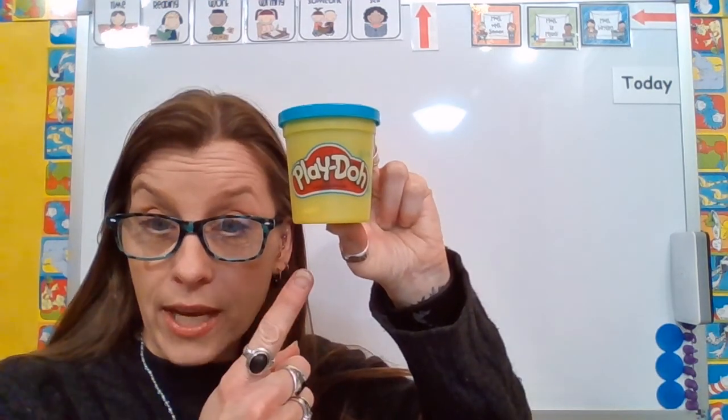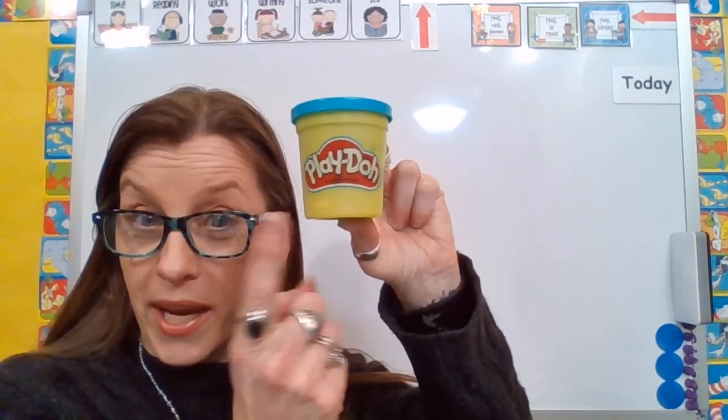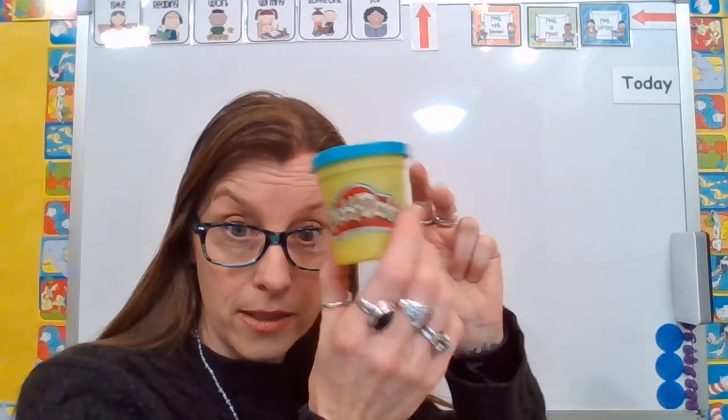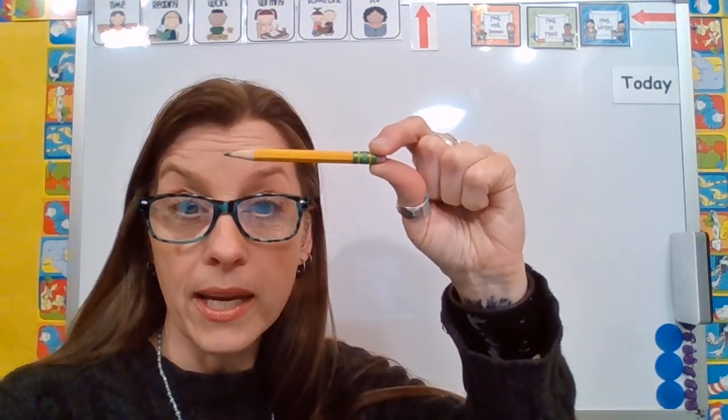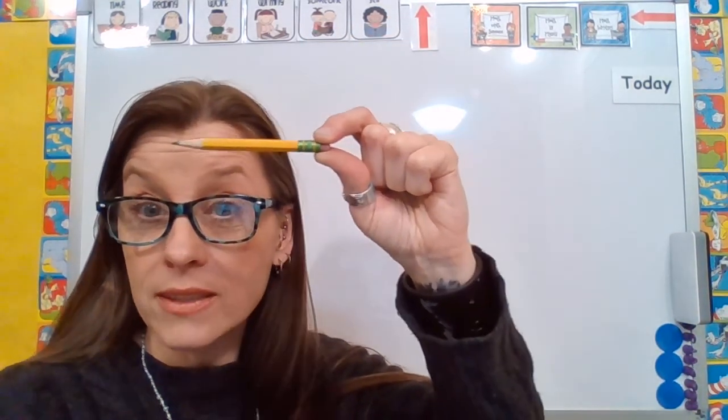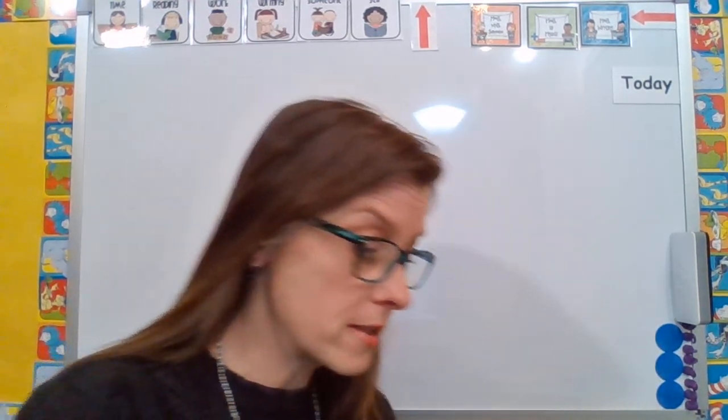You are going to need your Play-Doh, and everyone should have these because I dropped them by your house in your package. You should have two different tubs of Play-Doh. You're going to need a pencil, and I put some short pencils in everyone's packs, which is what our occupational therapist has given us, so I would prefer those if possible.